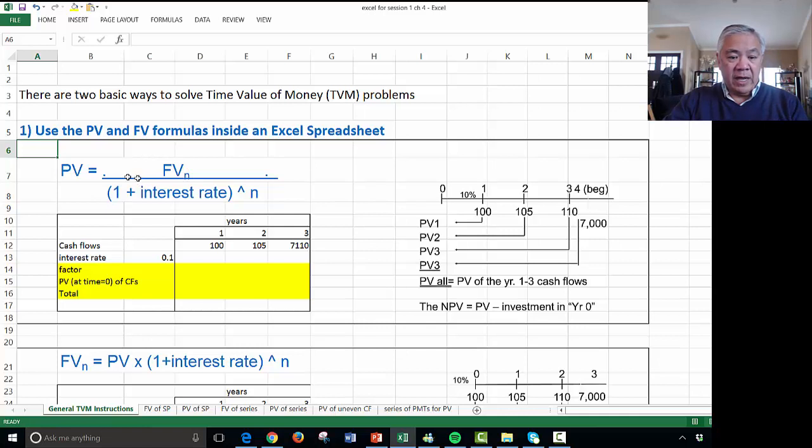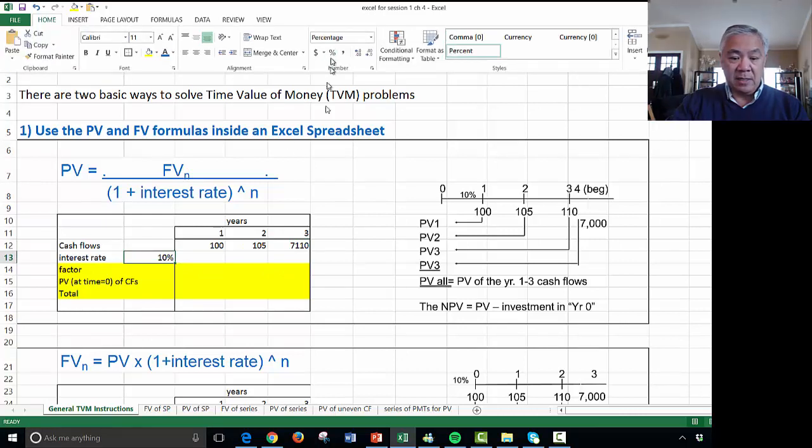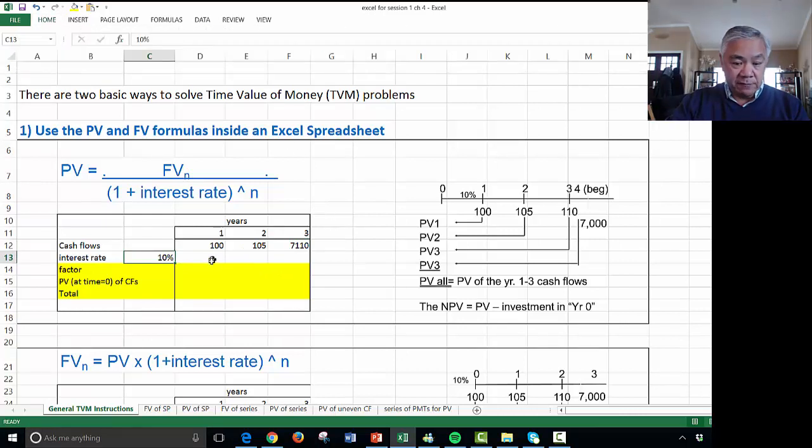So here we have our friend, PV equals future value divided by 1 plus interest rate to the n power. Let's say we had this particular cash flow example where we had 100, 105, and 71.10. And the interest rate is 10%, 0.1. We could just format that as a percent if we'd like, but it's 10%. So first, the factor. You can either put a plus or an equal sign to start a formula in Excel.